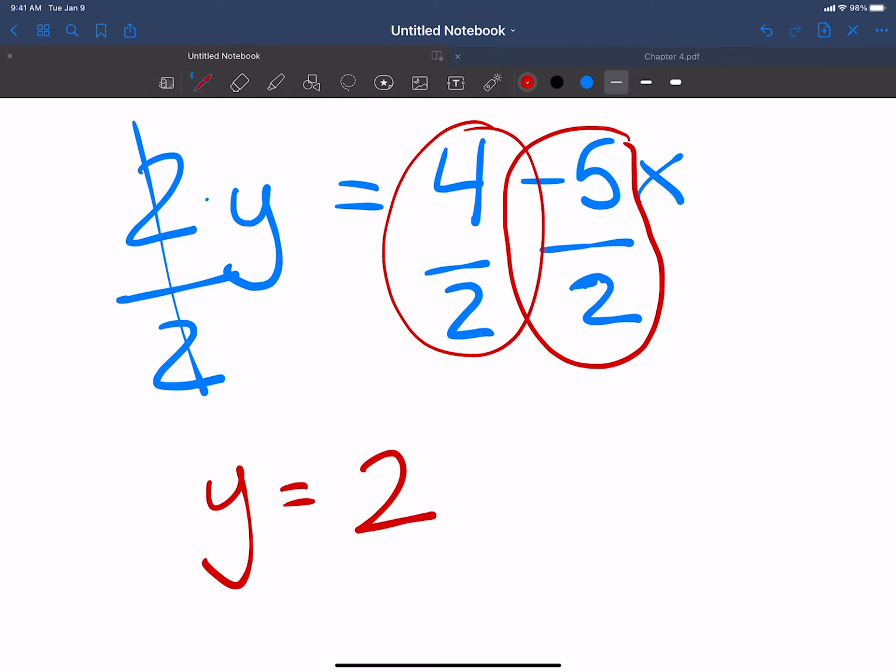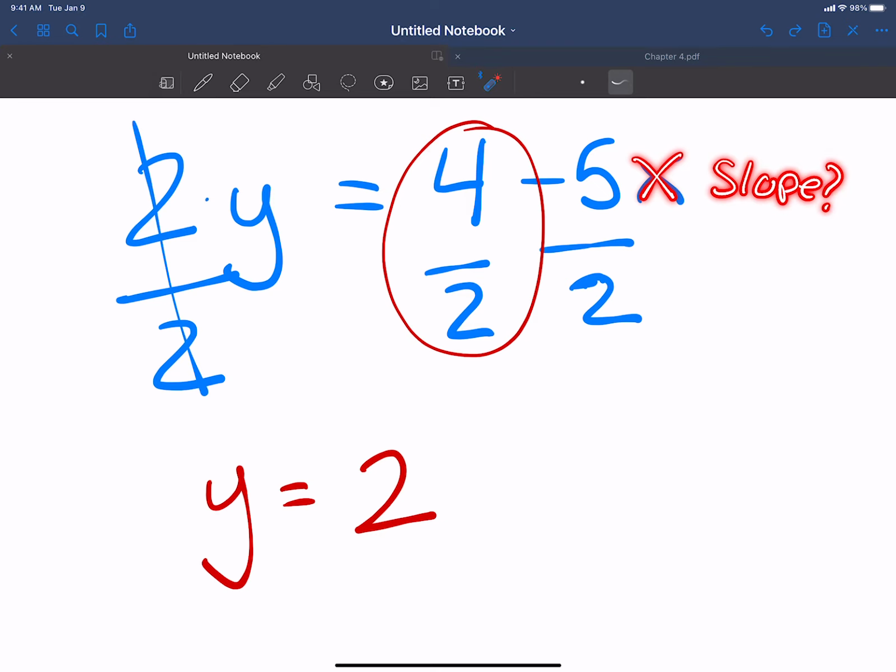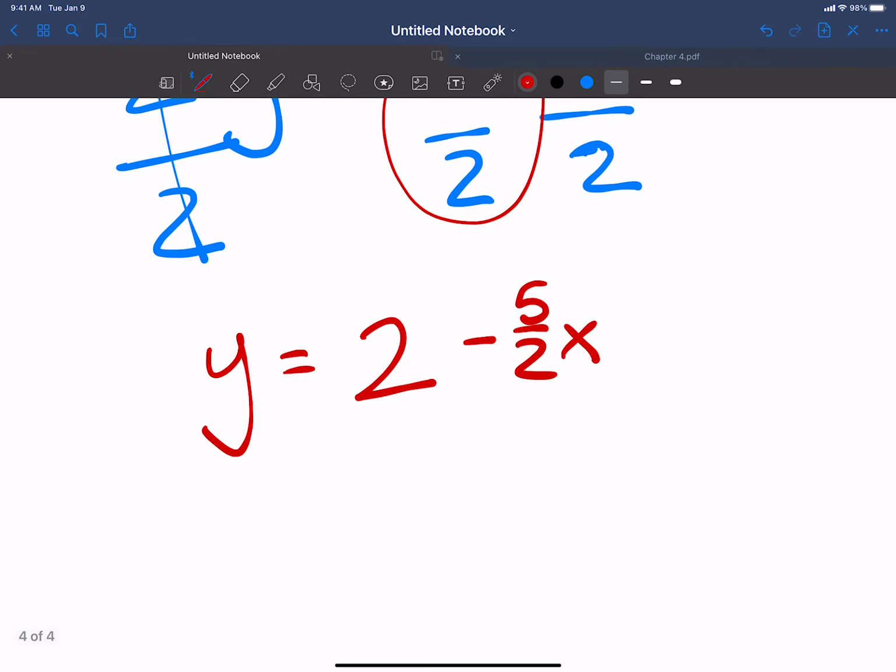But as you can see, this number is a fraction, and it's next to x. Isn't the number that's next to x the slope? And isn't slope supposed to be a fraction? So guys, don't even do the math. Just write it again. Minus 5/2 x. That's it. You did it. You got y by itself.